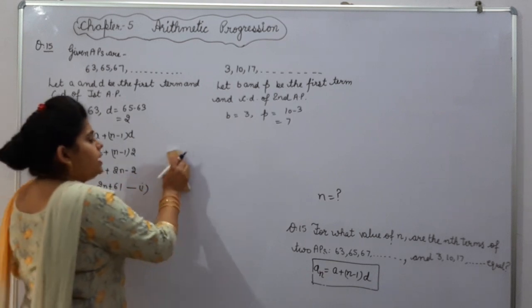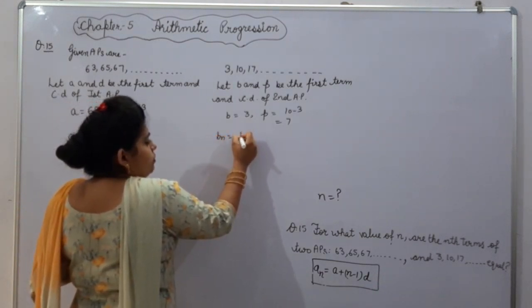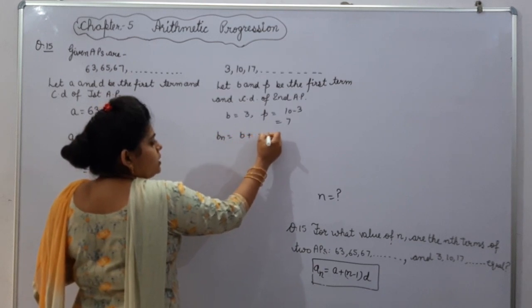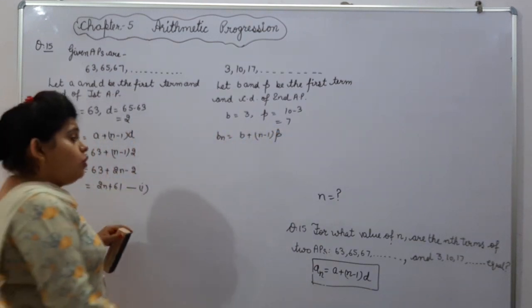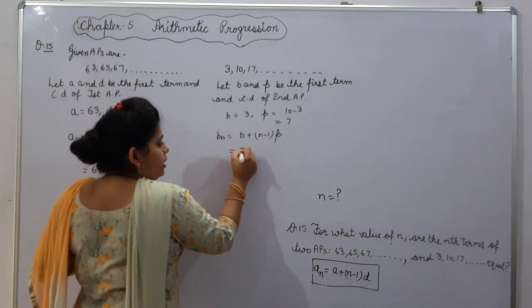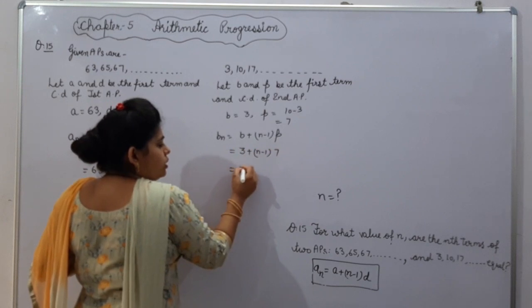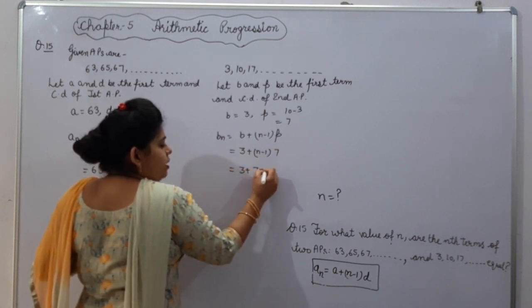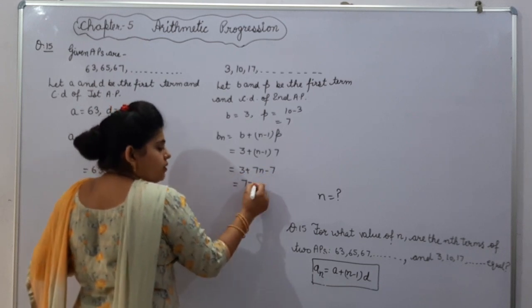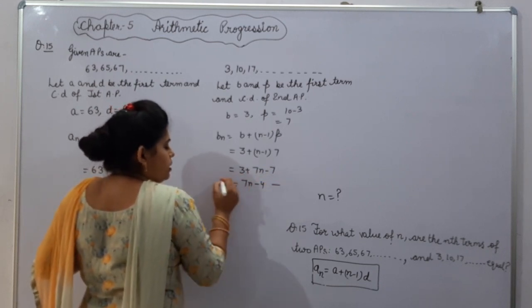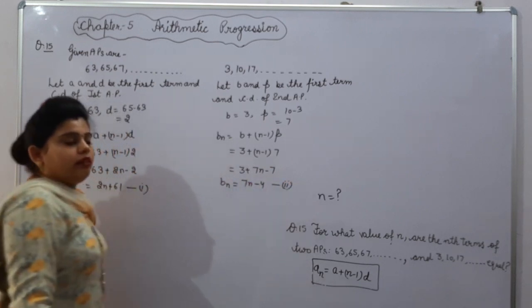Now for the second AP, bn is equal to b plus n minus 1 into p, because here p is the common difference. Now what is the value of b? 3 plus n minus 1 into 7. So 3 plus 7n minus 7, and 7n plus 3 minus 7 means minus 4. This is the value of bn. This is equation number 2.